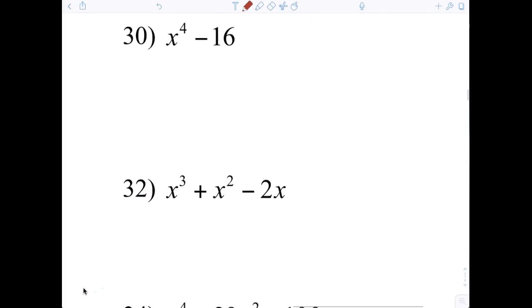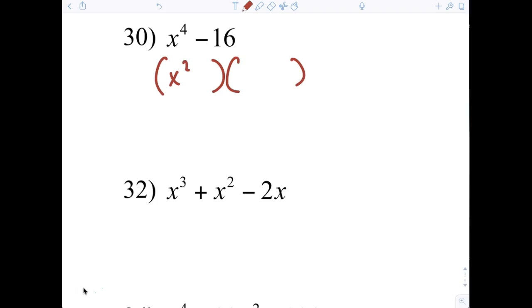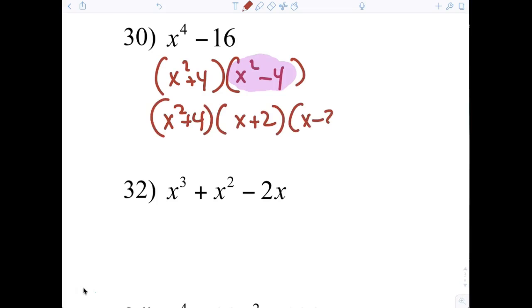Feel good about it. 30, very good problem. What do we got here, guys? x squared, x squared, negative 4, positive 4, and negative 4. And so now what happens? You have to factor which one, though? The negative one. Because it's negative. You can't factor the one that's positive. All right, so here we go. x squared plus 4, x plus 2, x minus 2.